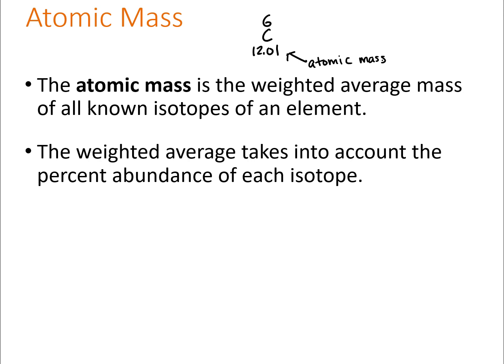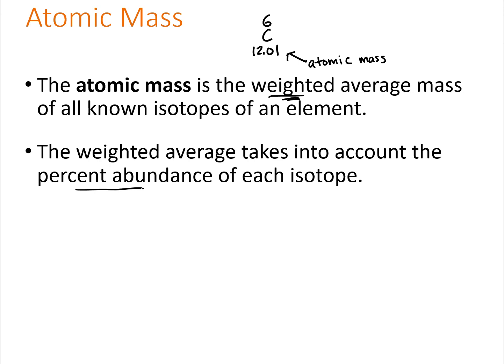The atomic mass is always a decimal number. It's very rarely just a plain old whole number on a periodic table. There's usually some decimal places. What's different about the atomic mass is that it's a weighted average. This means that it takes into account all of the known isotopes of an element and the percent abundance.